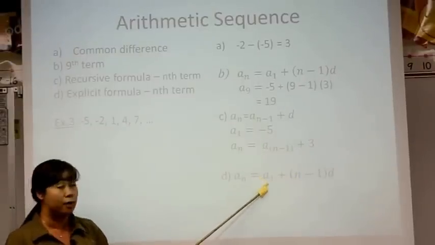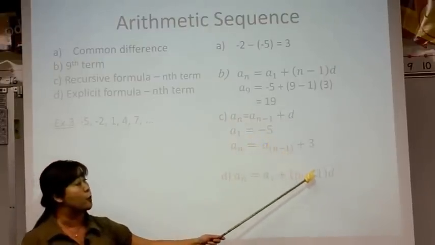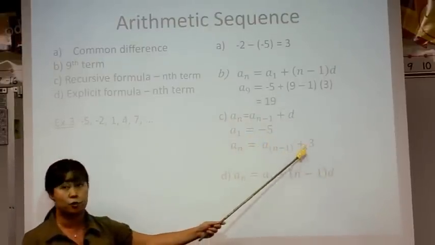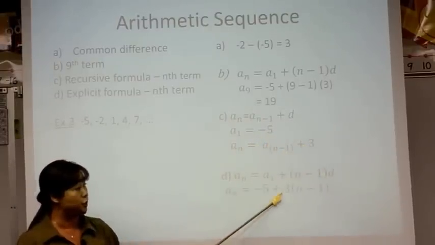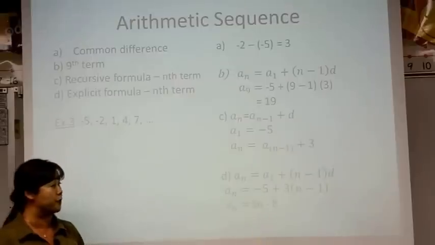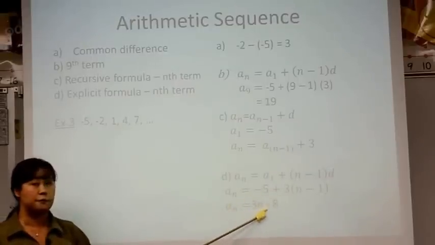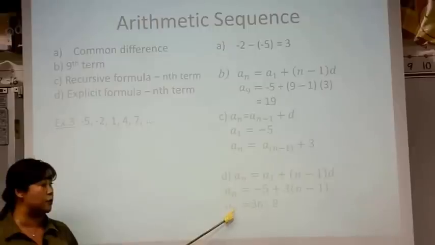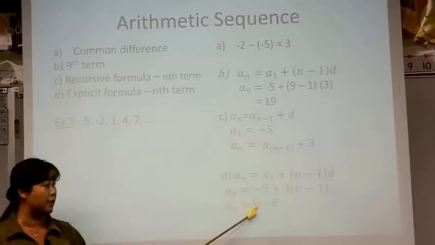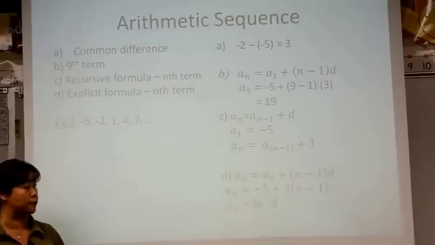And I know what A1 is, right? Because we found out A1 was negative 5. And I also know what D is because D is the pattern, which is 3. So we're going to do some substitution right there. And then I'm just going to go ahead and distribute and combine like terms so I have a formula that I can work with. So this is the formula right here that if I'm asked to find, let's say, the 5th term, I just put in 5 into here, 5 into here, and that should give us the 5th term answer.